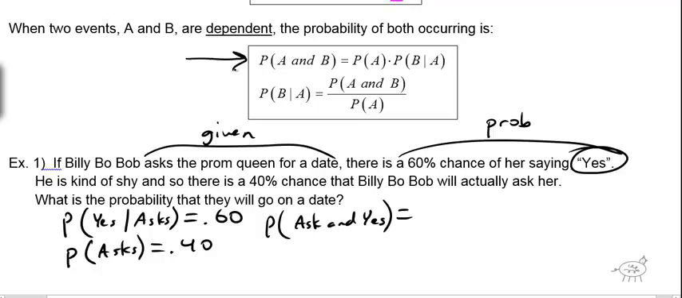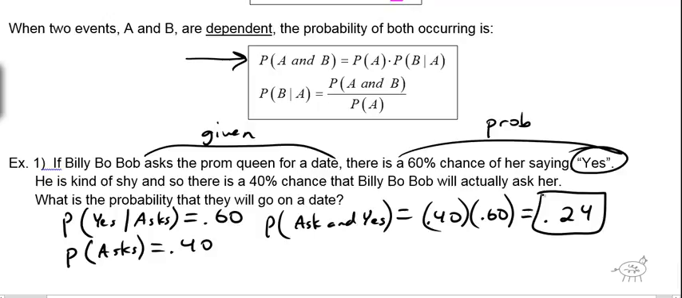The probability of A and B is the probability of A, which is 0.40, times the probability of B given A. So yes, given that he asked her, so 0.60. And so my answer for this one is 0.24. Let's just talk about how logical that answer is.